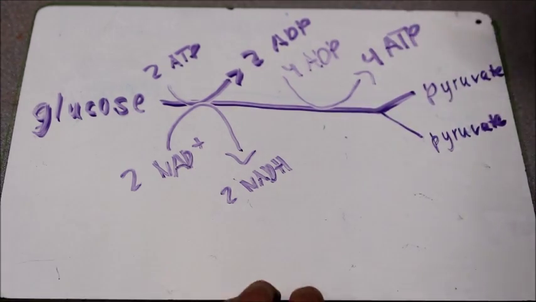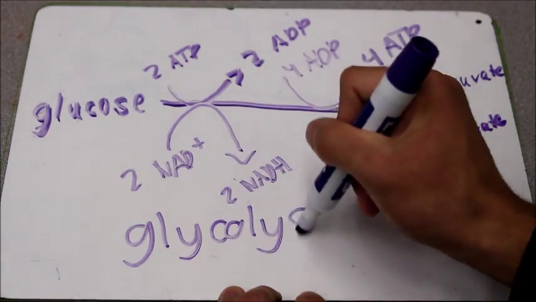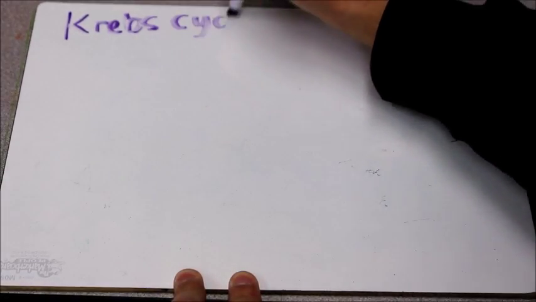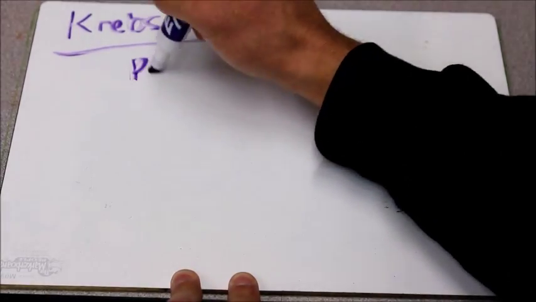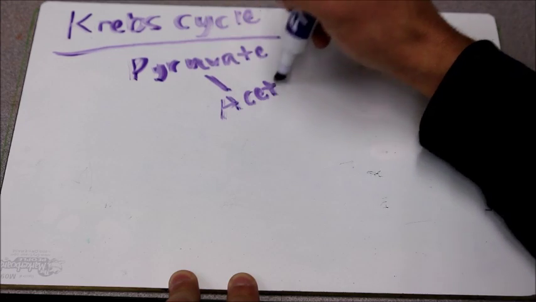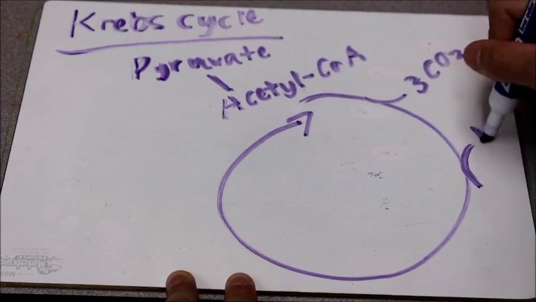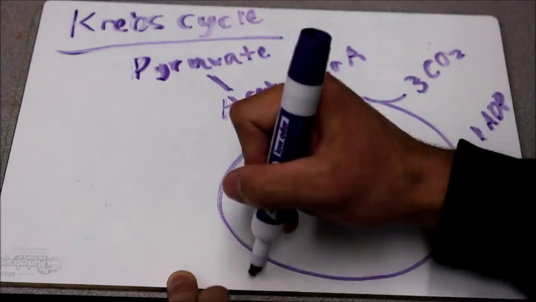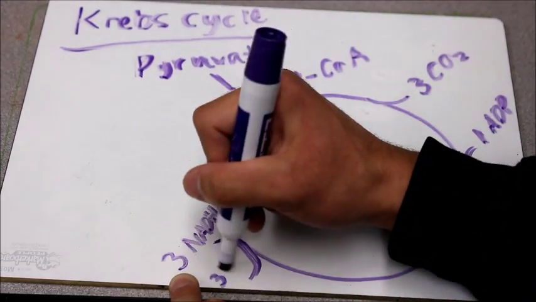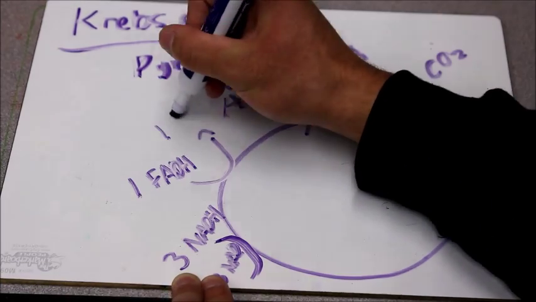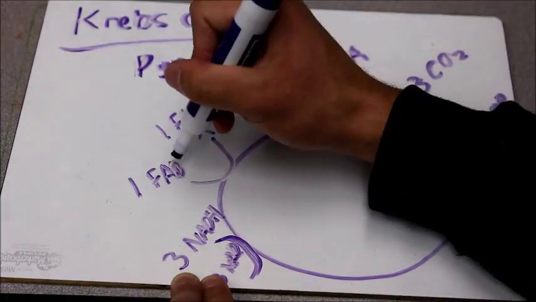The second stage is called the Krebs cycle. It occurs in the mitochondrial matrix. The mitochondrial matrix is basically the empty space within the mitochondria, similar to the cytoplasm within the cell. The purpose of this stage is to create electron carriers to be used in oxidative phosphorylation. One pyruvate is converted into acetyl-CoA, which in turn produces 6 CO2, 2 ATP, 6 NADH, and 2 FADH2.